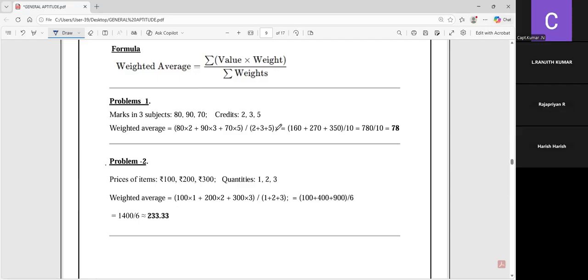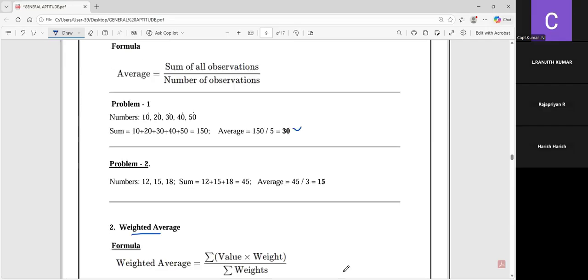So 100 into quantity, I mean price into quantity, plus second price into second quantity, plus third price into third quantity, divided by total quantities. That is 100 into 1, 200 into 2, 300 into 3, divided by the number of quantities 1, 2, 3, which is 6. So the weighted average is equal to 233. That is the answer for this.